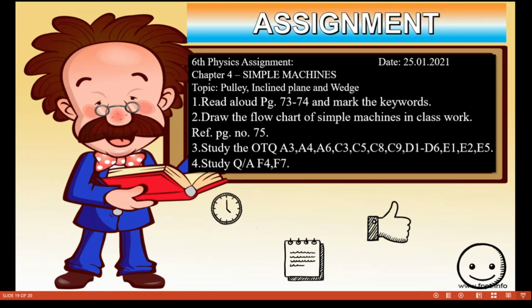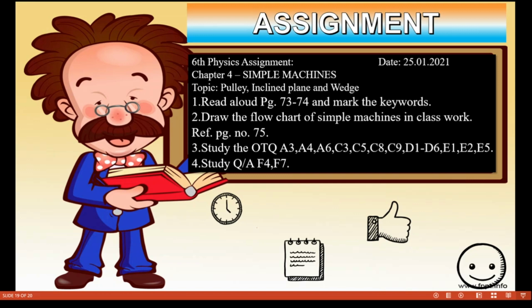So finally, assignments. What is the assignment? You have to read aloud from page number 73 to 74 and mark the keywords. That is very important. And draw the flow chart of simple machines in your classwork note and refer page number 75. In 75 there is a flow chart of a simple machine given, and you have to draw it in your classwork note.